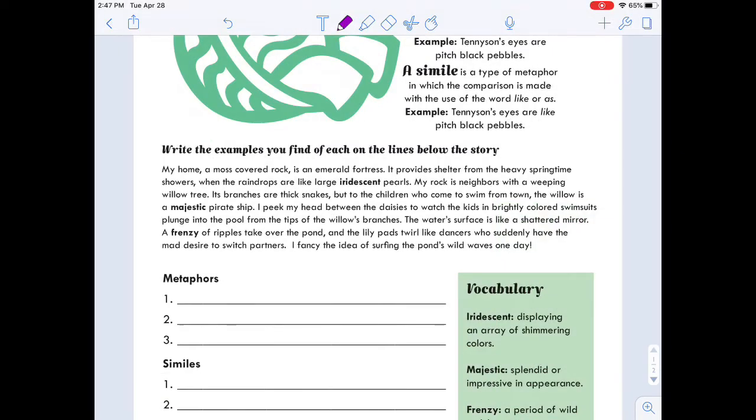Now that we've read the story, we're going to practice finding metaphors and similes and being able to tell the difference. So I'm going to show you a good strategy on how to do that. So in the very first sentence there's a metaphor, and so what we need to do is find the two things that are being compared. In this case, it is my home, a moss-covered rock, being compared to an emerald fortress. Those are the two things that are being compared to one another.